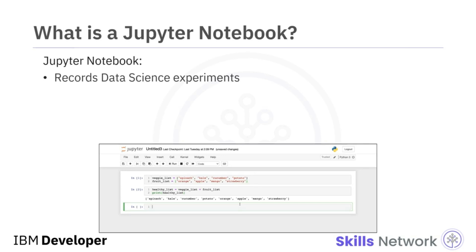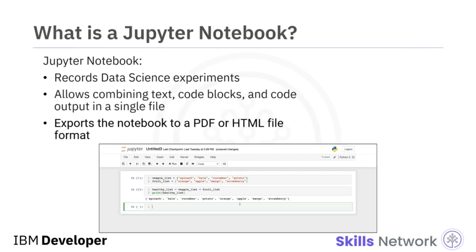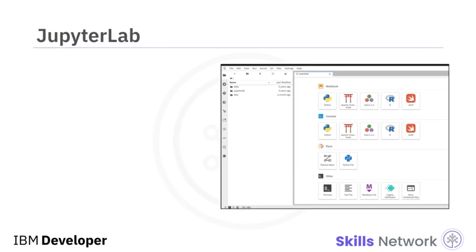Now, a Jupyter Notebook file allows you to combine descriptive text, code blocks, and code output in a single file. When you run the code, it generates the output, including plots and tables, within the notebook file. And you can then export the notebook to a PDF or HTML file format that can then be shared with anyone. Next, let's learn about Jupyter Lab.